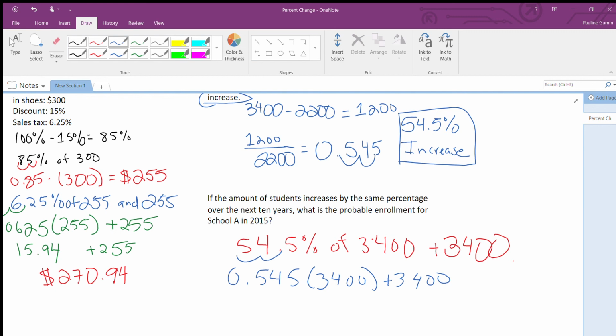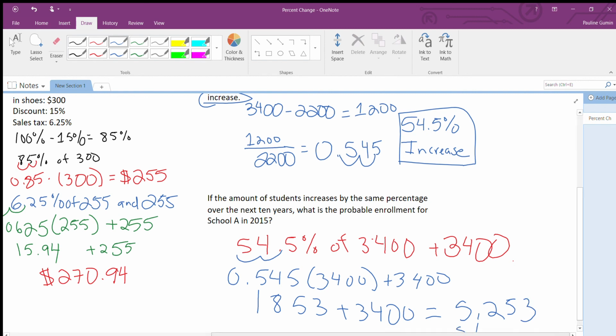So 0.545 times 3,400. That's an increase of 1,853 students. So, by 2015, there should be 5,253 students.